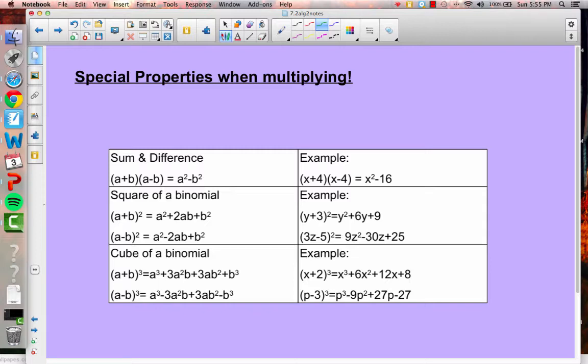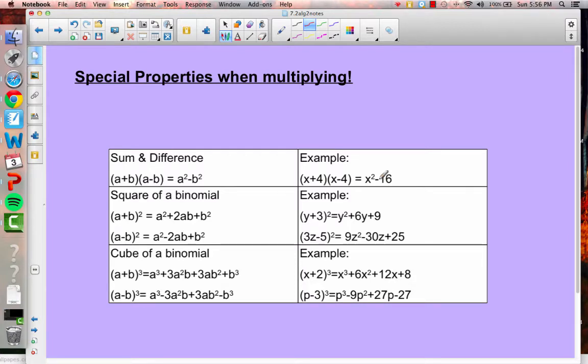If you have something where it's a sum and a difference, so like this example here, notice it's the same exact thing in both parentheses, just different signs. If that's the case, the trick is that you square the first thing and square the last thing, and then you have a subtraction sign. And I wrote an example of what that would look like here. So x plus 4, x minus 4, that just becomes x squared, and then negative 16. All right, the middle term cancels out.